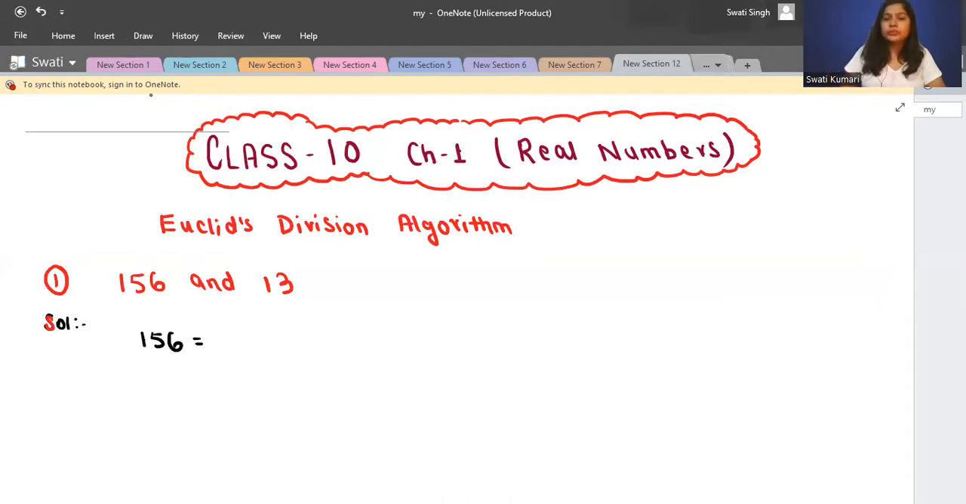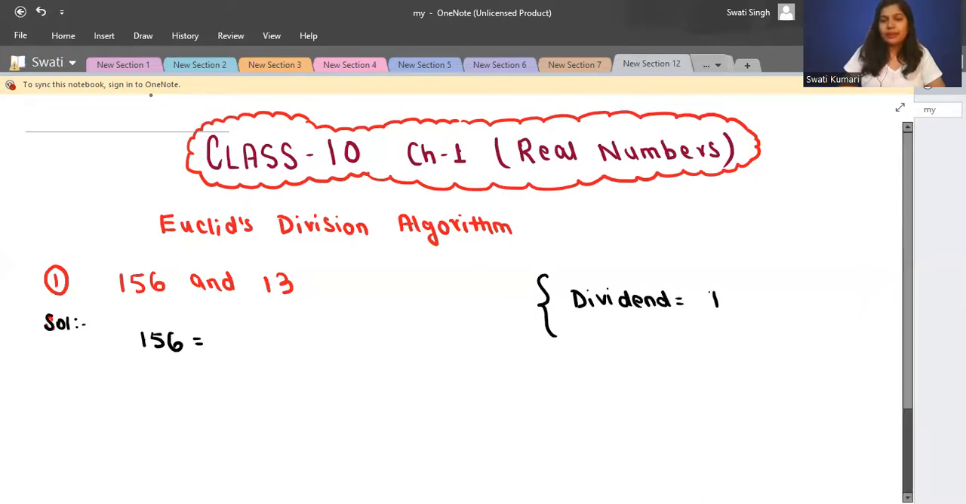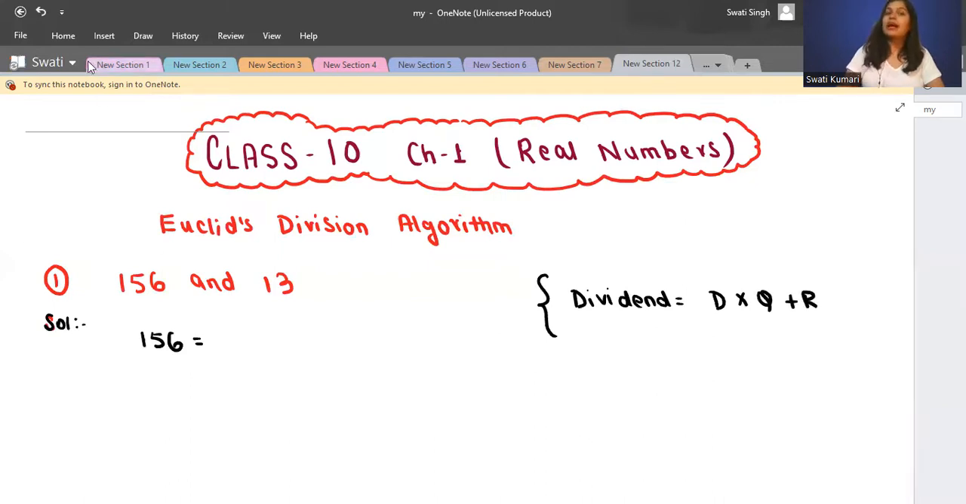I hope you know this formula, that we can write dividend is equal to divisor into quotient plus remainder. If anyone has any doubt in the division, what is called dividend, what is called divisor, what is quotient, and what is remainder, let me clear that for you. Suppose you have a number, I'm just writing here 2, and I'm writing here 7. So 2 into 3 is 6, 7 minus 6 is 1.